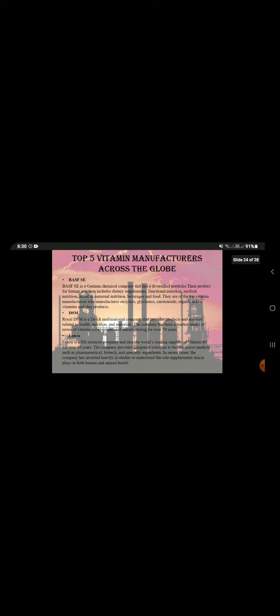Top 5 vitamin manufacturers across the globe. First one is BASF-SE, a German chemical company that has a diverse portfolio. Their products for human nutrition include dietary supplements, functional nutrition, medical nutrition, infant and maternal nutrition, beverages and foods. They are one of the top vitamin manufacturers who manufacture enzymes, glycinates, carotenoids, organic acids, vitamins and clay products.